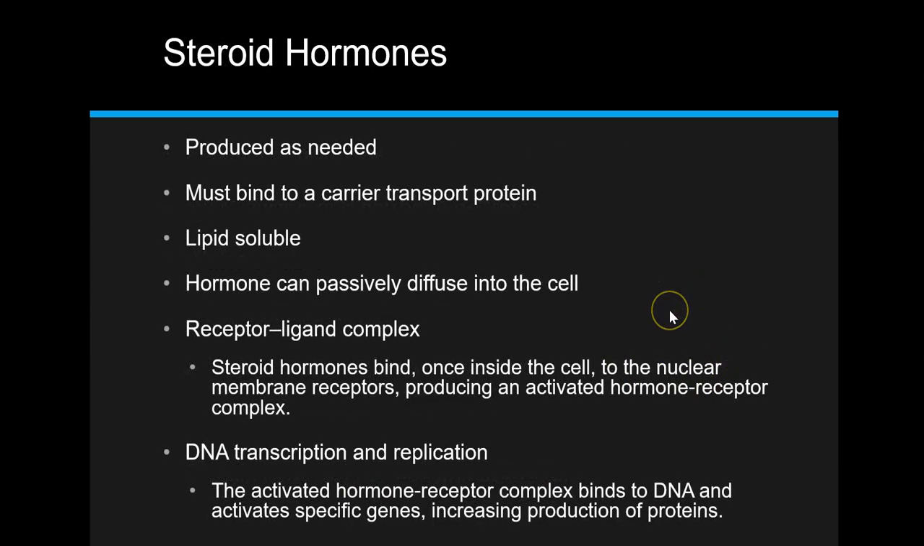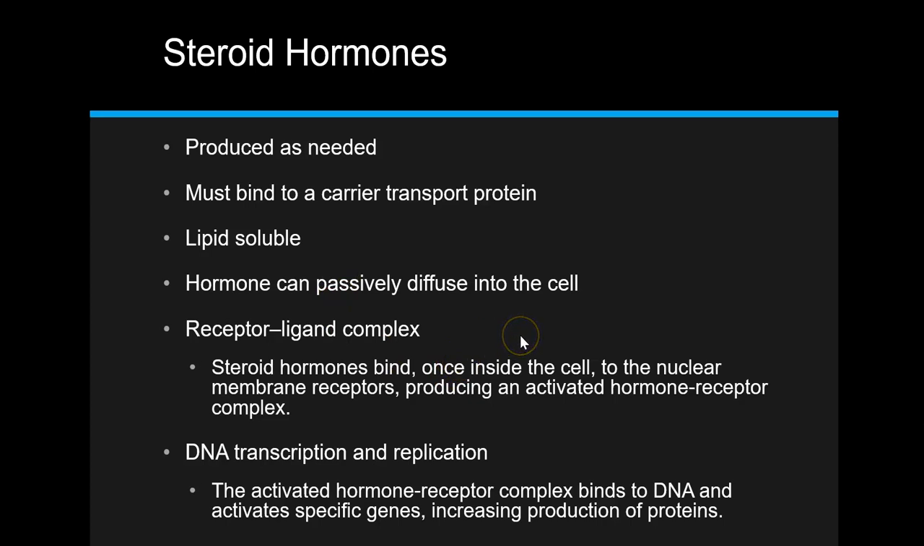The steroid hormones are produced as needed. They must bind to a carrier transport protein because they are lipid soluble. They're not water soluble. And the hormone can passively diffuse into the cell. The reason is they are lipid soluble, and your cell membrane is made of lipids. And so it is soluble in lipids, so it can actually just pass through the walls of the cell and go straight inside the cell.